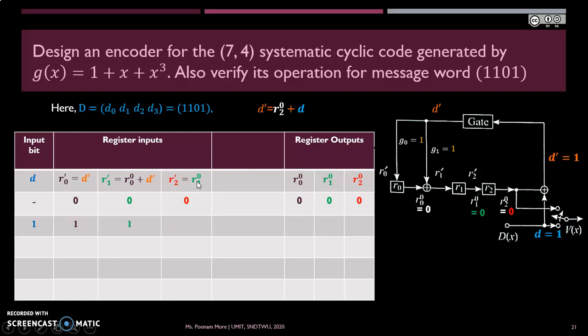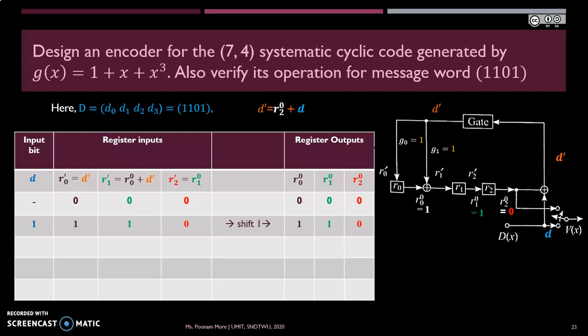Next we will find out what is the R2 dash. R2 dash is simply the value of R10, which is the output of register R1. That is 0, and therefore the value for R2 dash in this case is 0. Now as these are the input of the shift register, they will appear as an output after the first shift. So after the first shift you will observe all these inputs appearing at the output of every shift register. So now these are the new values available for the second bit that we will be considering.